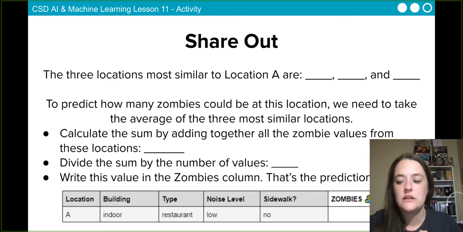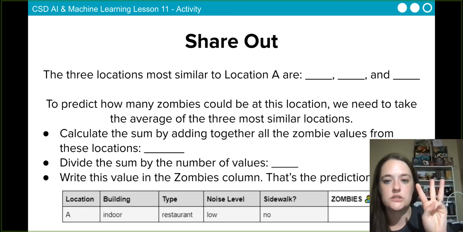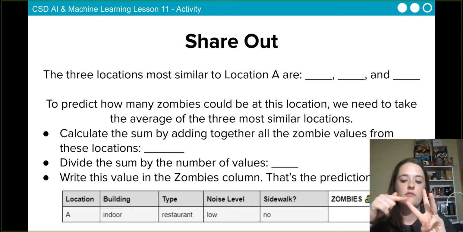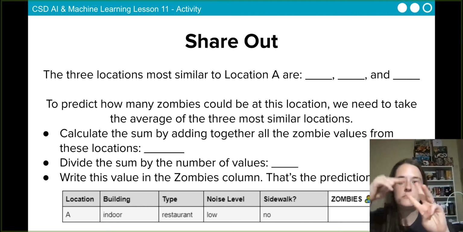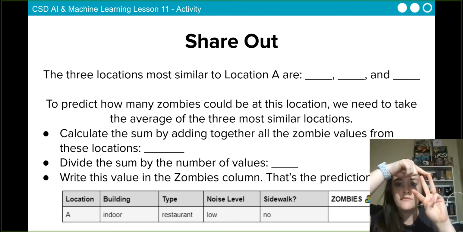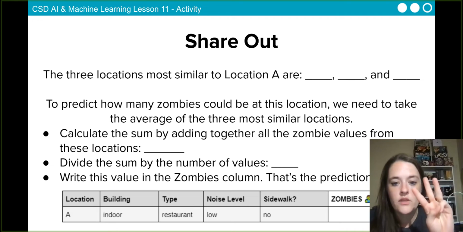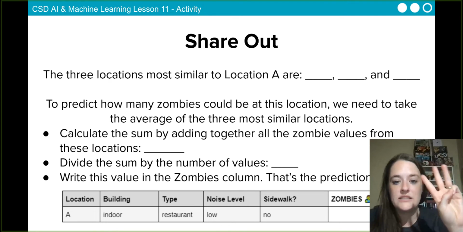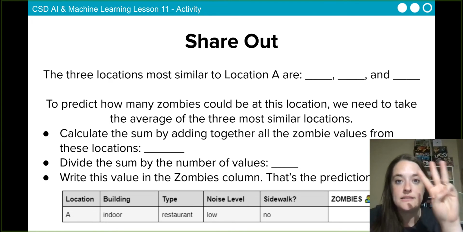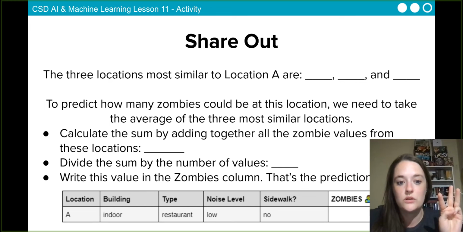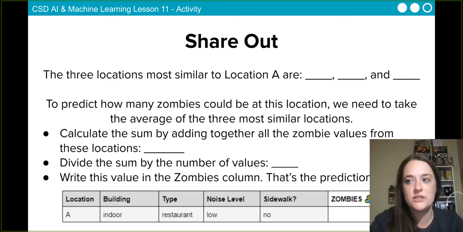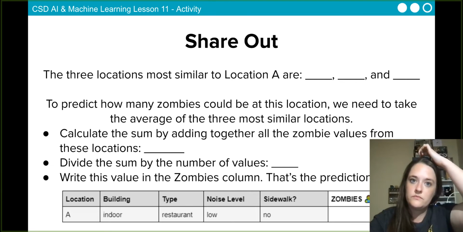So if I have 3 numbers, 1, 2, and 3, if I add them up, I'm going to get 6. Then I divide them by 3 because that's how many numbers I had. 6 divided by 3 is 2. Write the value in the zombies column, and that is the prediction. All right?